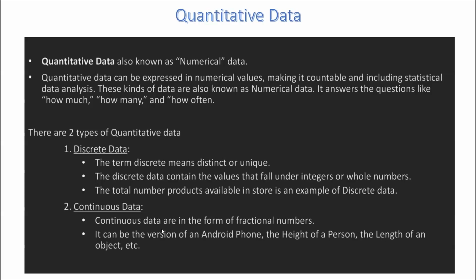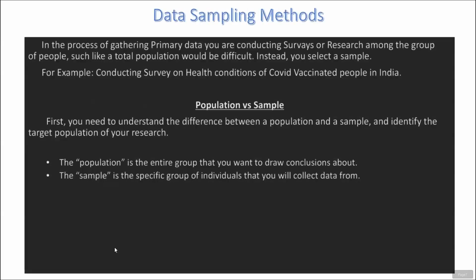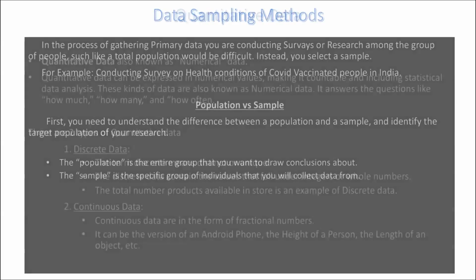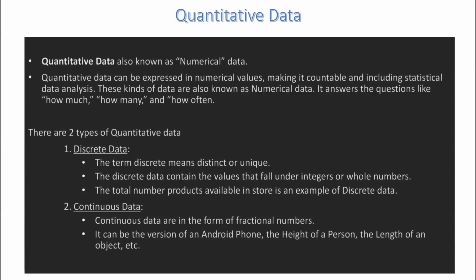And continuous data is data in the form of fractional numbers. It can be the version of an Android phone, the height of a person, the length of an object, etc. Here, to take examples of continuous values, just give me a minute, I will open the Excel sheet and explain that.